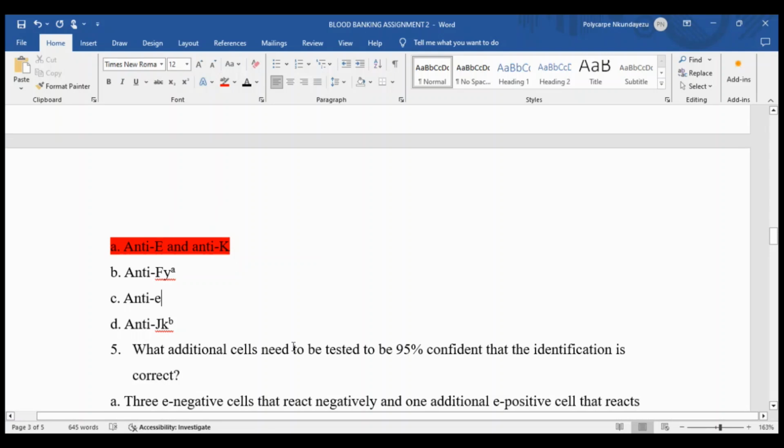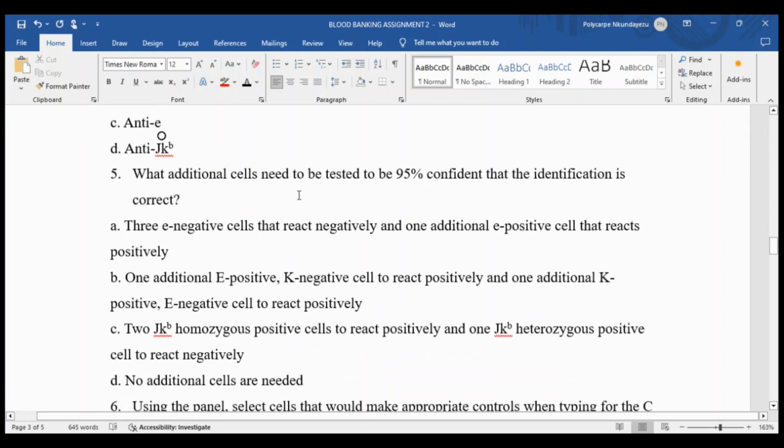It's okay. So then what are the additional cells needed to be tested to be 95% confident? What you do is we are going to examine if anti-capital E and anti-capital K are really responsible. So now which cells are we going to test? Three E negative. So it means small e is not our concern. So now we don't need it also. So A is not the one.